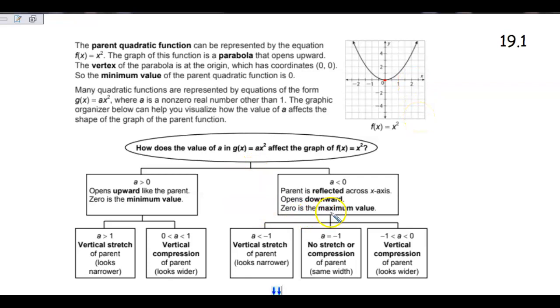And 0 is the maximum value. If A is less than -1, it's going to appear narrower than the original. If A is equal to -1, it's the exact same width as the parent, just going downwards instead of upward. And if it's between 0 and -1, it looks wider, so it's going to be much wider than the parent one.